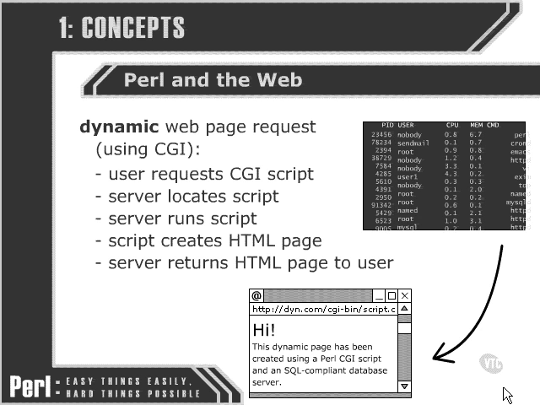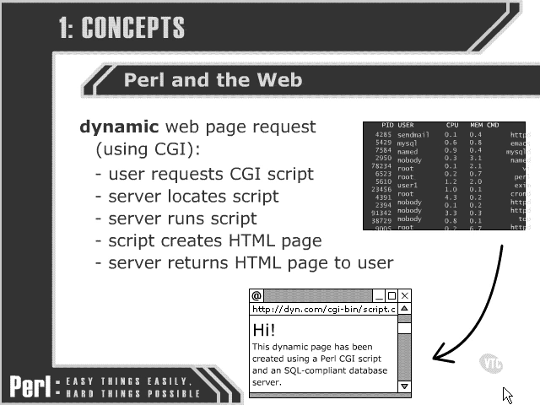The difference here, if you read the little blurb there in the browser, is that this dynamic page was created by the Perl script and used as a content resource, a database server. A database server being another process running on the server machine. So the data that the user is seeing is actually pulled selectively from a database rather than simply returning a single HTML page that the server found in its file system.